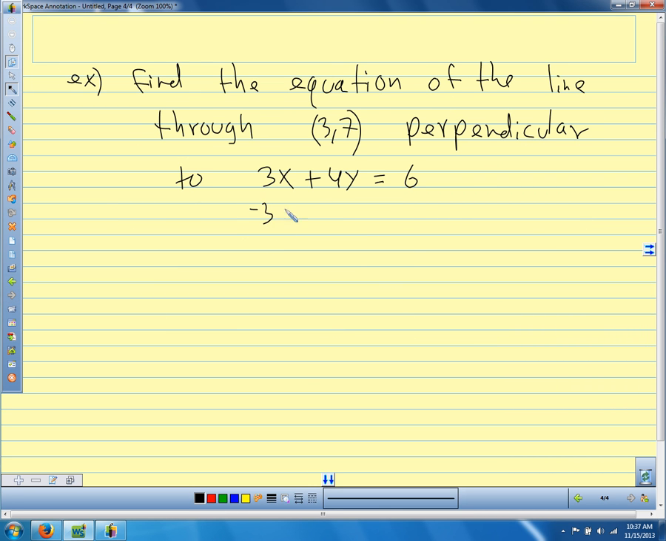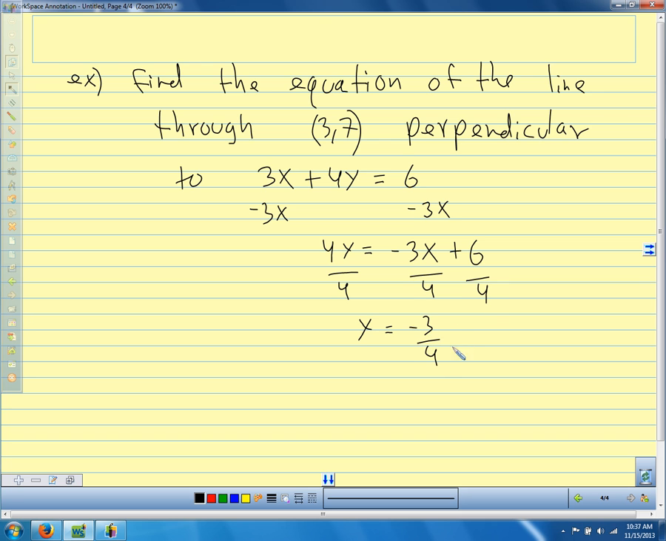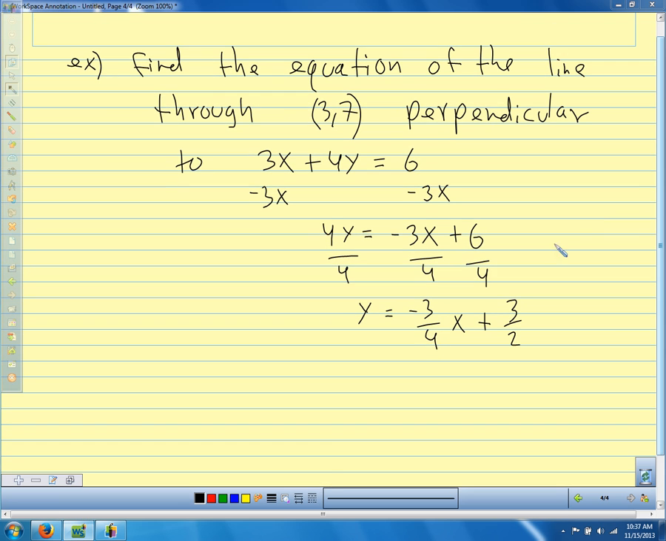So I'm going to subtract 3x. I get 4y equals, and I'm going to write the minus 3x in front of the 6 because that's normally how we write it. Minus 3x plus 6. Now I'm going to divide everything by 4. I get y equals -3/4 x plus, and if I reduce this fraction, I get 3/2. Well, now we have our slope. Our slope for this line is -3/4.